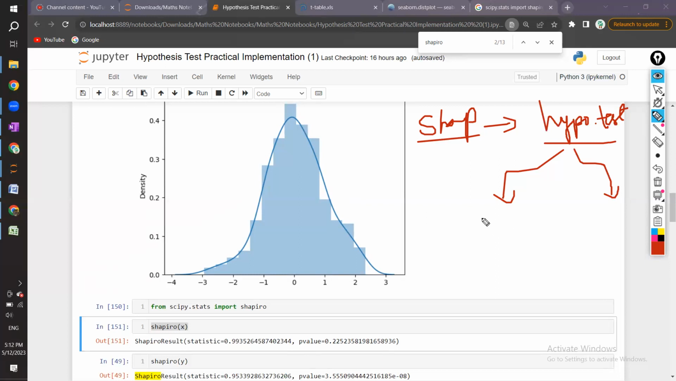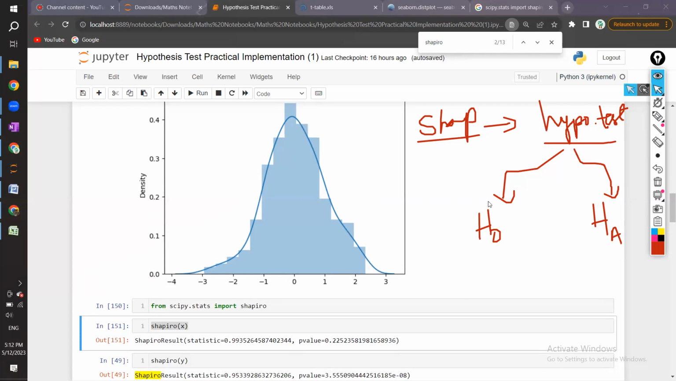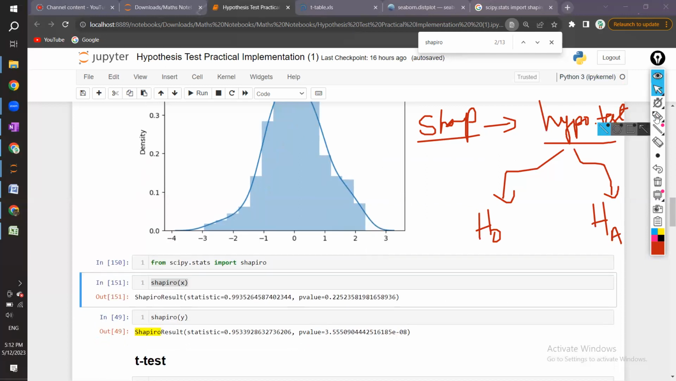Two: null hypothesis and alternative hypothesis. Usually in the Shapiro test, the null hypothesis will say the given distribution is normally distributed. The alternate hypothesis will say this is not a normal distribution. These two are the hypotheses.